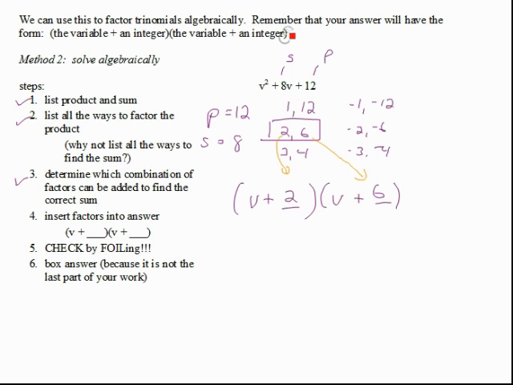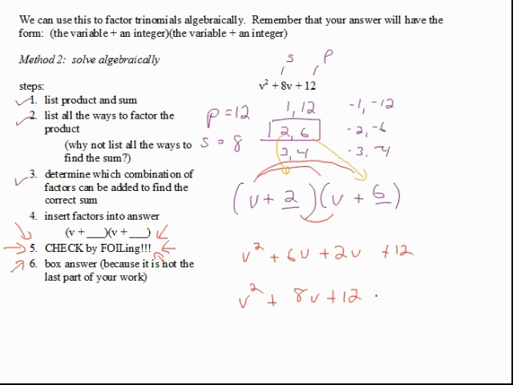Okay, and then always, always, always check your answer. It takes hardly any time at all, and you will make mistakes, and this is how you will catch them. So v squared plus 2v plus 6v plus 12 equals v squared plus 8v plus 12, which, yes, is what we started with.